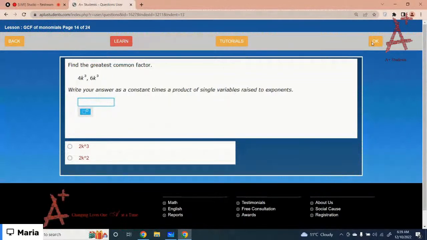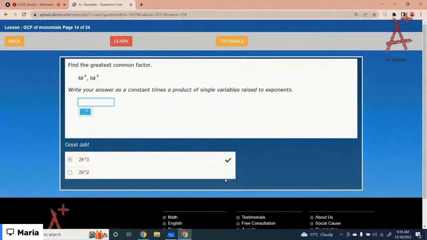Find the greatest common factor. So which number is the greatest common factor? It would be 2k cube. Got it? The first option is the correct one. Okay, you can complete the test by yourself later today.